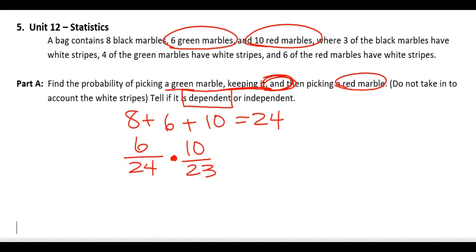So then we're going to multiply across the top and across the bottom. When we multiply across the top, we're going to get 60. We multiply across the bottom, we're going to get 552. And then we're going to reduce that, which, remember, you can do in your calculator. All of y'all pretty much know how to do that at this point. So that's our probability of picking a green marble, keeping it, and then picking a red marble.